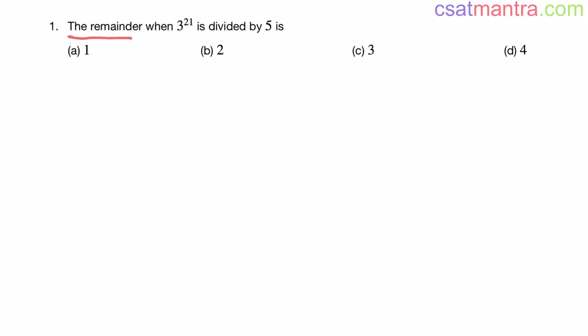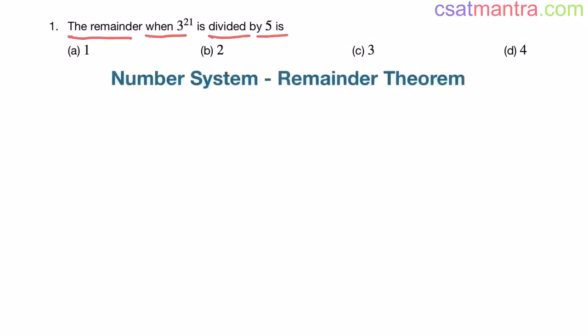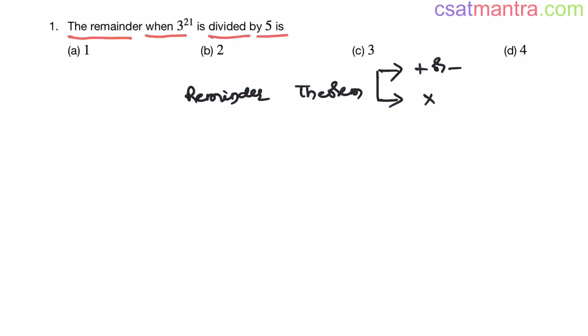The remainder when 3 power 21 is divided by 5 is. This is a practice question from the number system chapter based on the remainder theorem. Most of you had confusion in this problem, so I thought of providing a video solution. Now let's go through the basics.